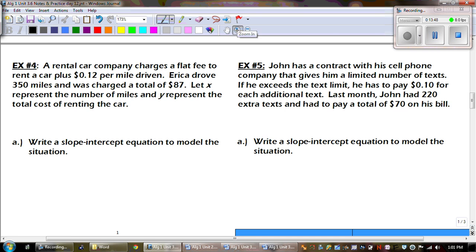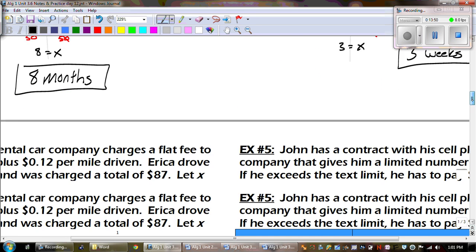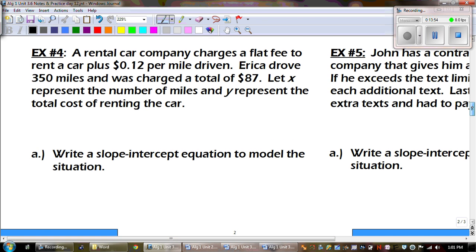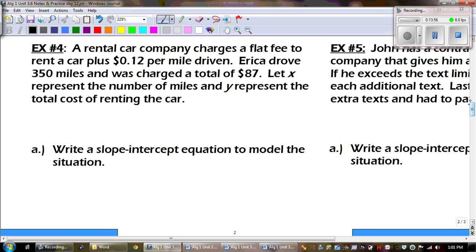All right, so for number 4, we're going to start and do the same thing. You guys are going to read this, and now I want to see if you can get A done too. Okay, so tell me what x is, tell me what y is. Remember that we need the slope and the y-intercept, and then tell me what the equation is. We're putting that into y equals mx plus b. Okay, so go ahead and pause the video, and good luck.